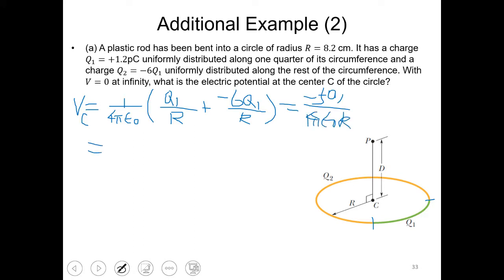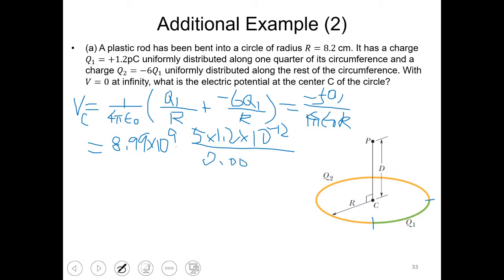And we substitute all the stuff. 5 times 1 times 10 to minus 12. So it is minus 2.3 volts. Actually, minus 5 here.